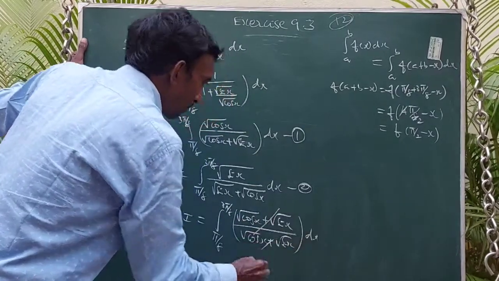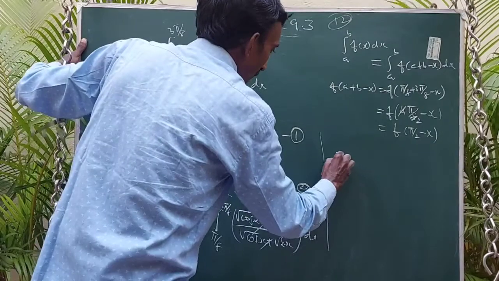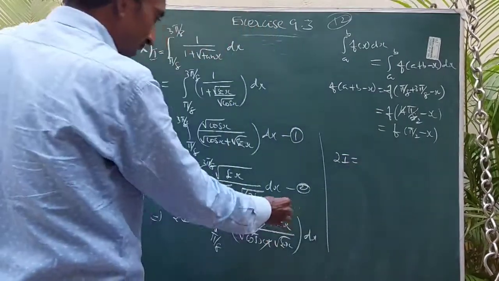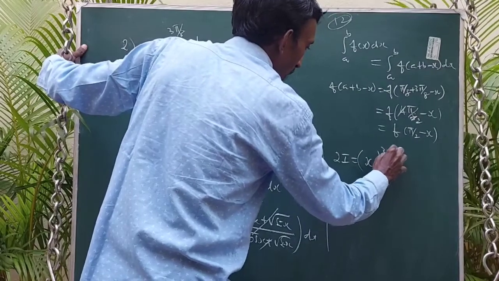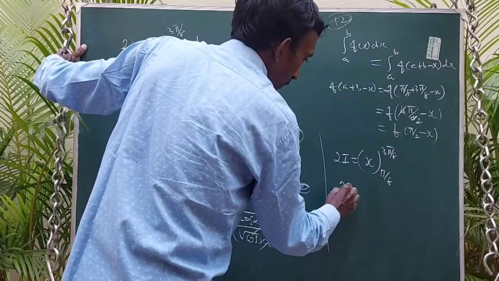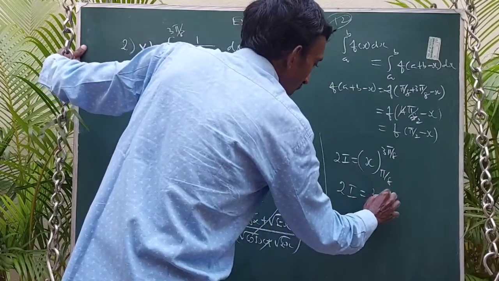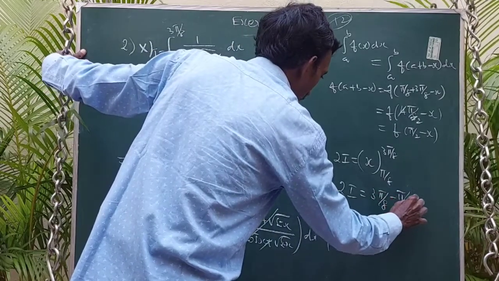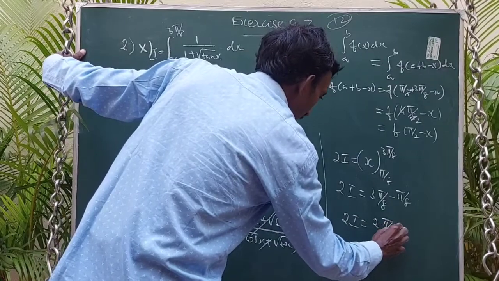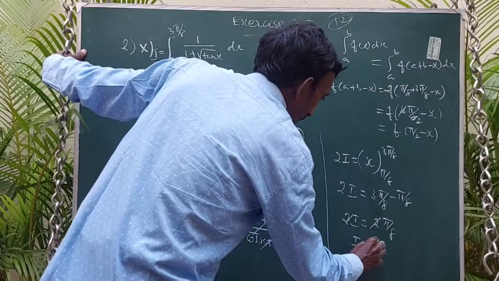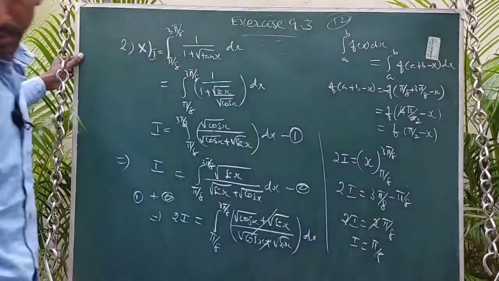So it cancels. So 2I equals integration of dx, which is x, with limits pi by 8 to 3 pi by 8. So 2I equals 3 pi by 8 minus pi by 8. So 2I equals 2 pi by 8. So the 2 cancels, I equals pi by 8.